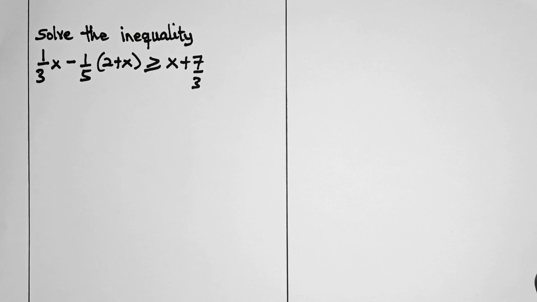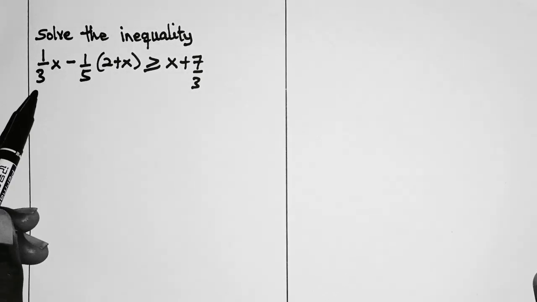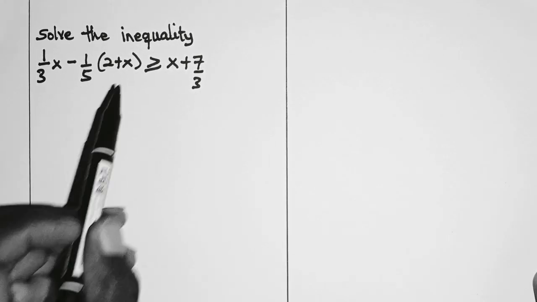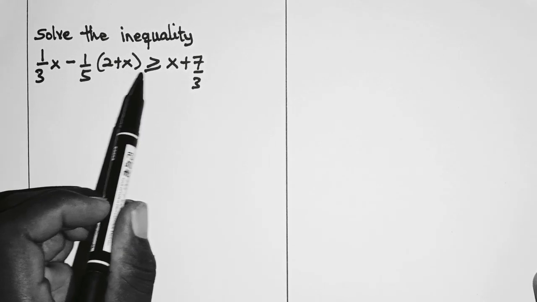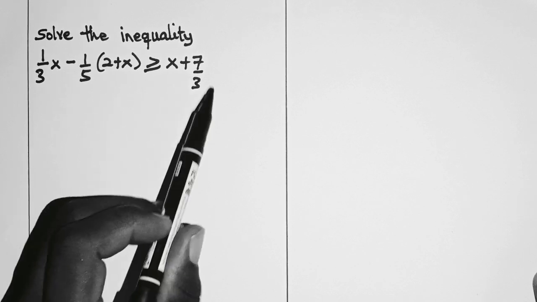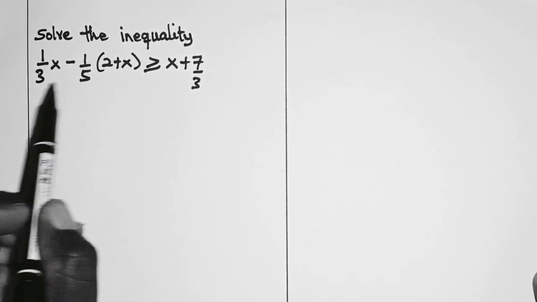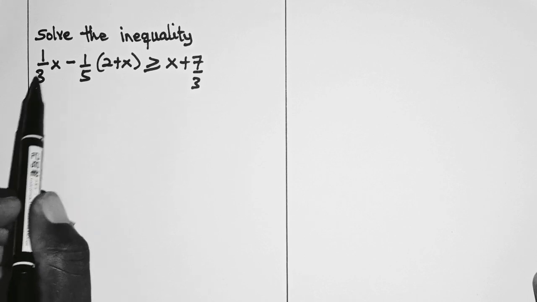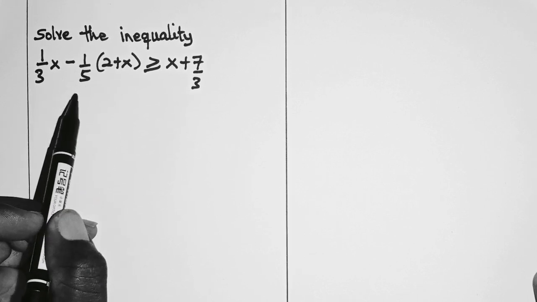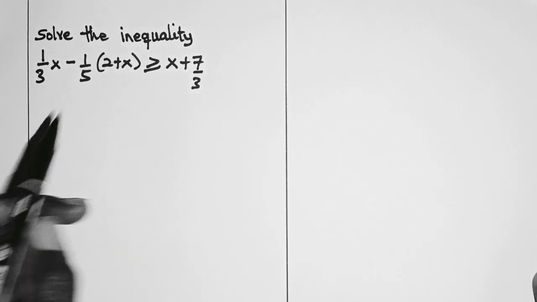In this video, we are going to solve problems in linear inequalities. So let's start with this problem. 1 over 3x minus 1 over 5 times into bracket 2 plus x is greater than or equal to x plus 7. So you can see that here is 3 and here is 5. The LCM between 3 and then 5 is 15. So let's multiply through by 15.